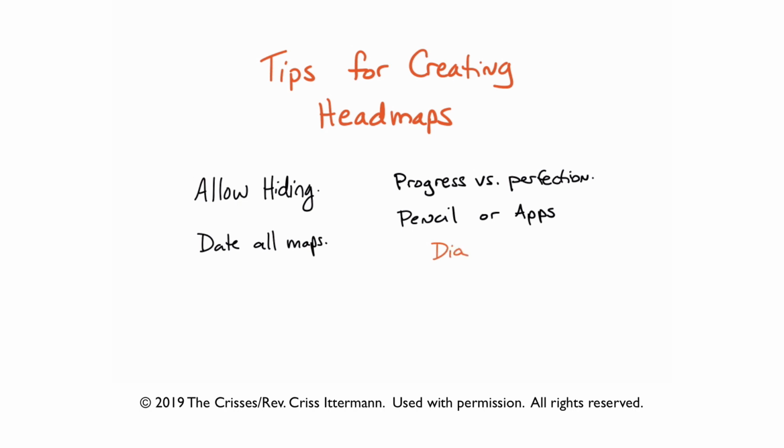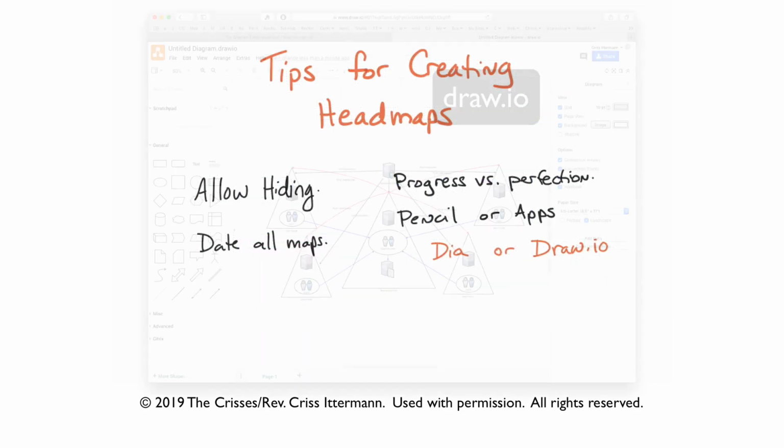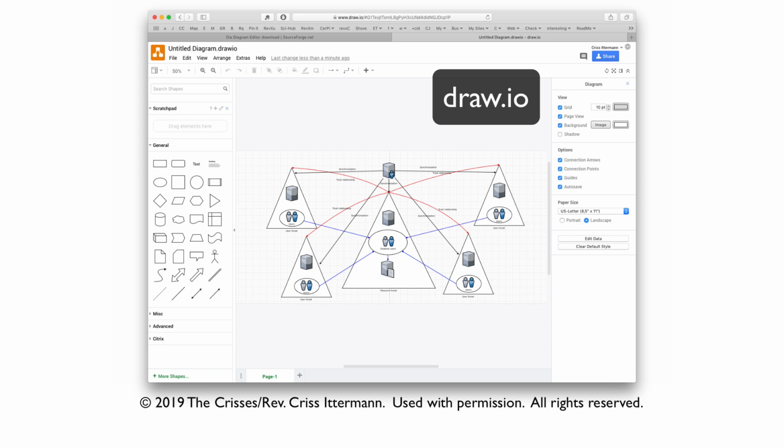Some of the apps we've used on the free end would be Dia, D-I-A. It's a free, open source application, FOSS. It's a multi-platform application, so that would be desktop. It's Mac, it's Windows, and it's Linux. So Dia, and Draw.io, D-R-A-W dot I-O, if you're willing to put your drawing on the cloud. Draw.io is actually pretty good. I was trying it out recently.